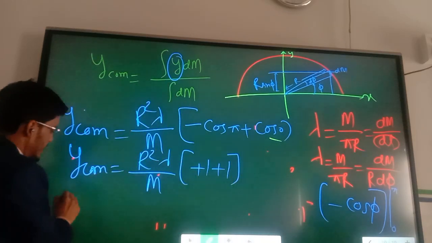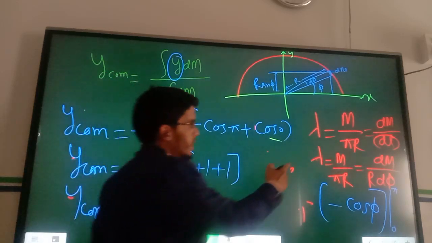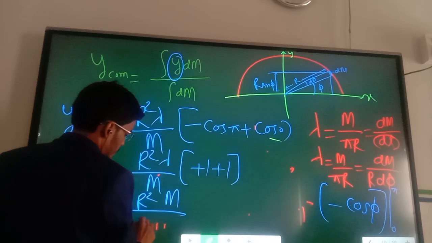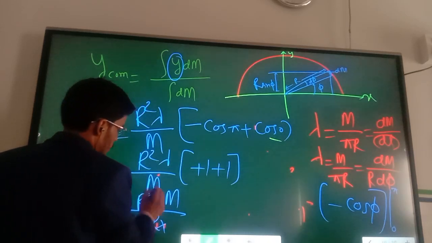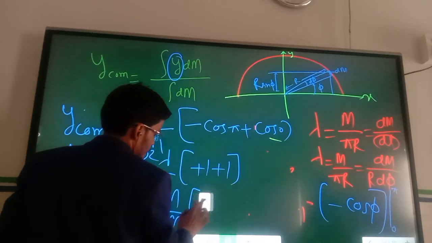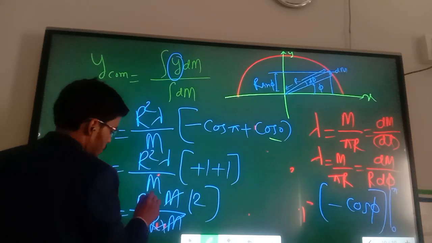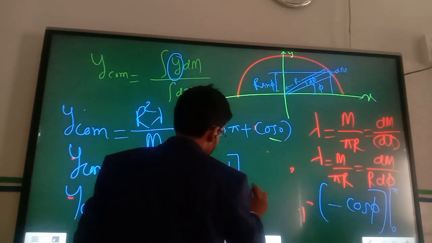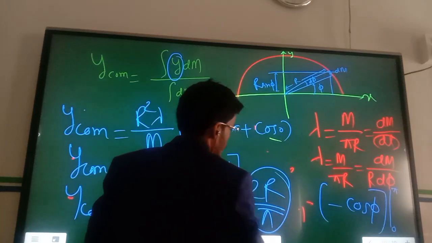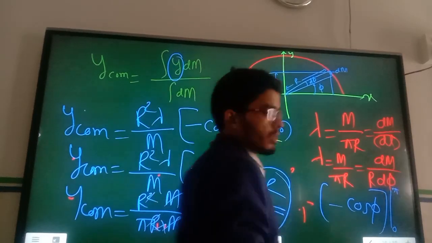So y center of mass equals r square. The value of lambda is here mass upon pi r, so put here mass upon pi r, and this is already mass here, into 2. Now this mass cancels out, r cancels out. So y center of mass is 2r upon pi. In the case of a semicircular wire ring, the y center of mass value is 2r by pi. Thank you.